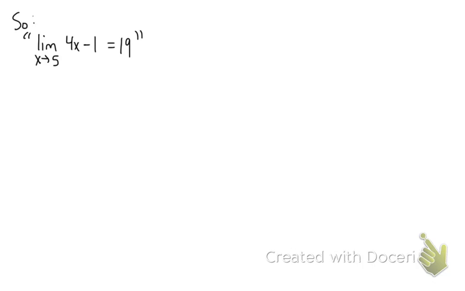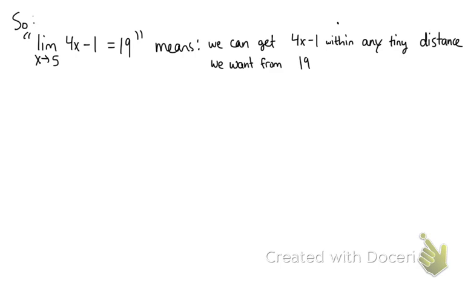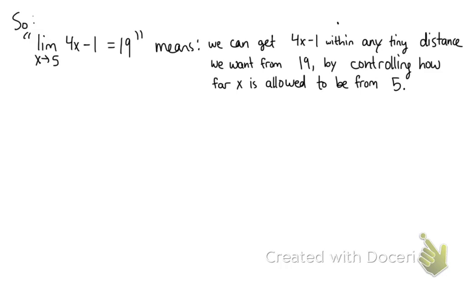Okay, so let me sort of recap. This statement, the limit as x approaches 5 of 4x minus 1 equals 19, means the following. We can get the function 4x minus 1 to be within any tiny distance we want from the limit of 19, that y value, by controlling how far away x is allowed to be from the number 5, by saying how close does x need to be to 5 to get 4x minus 1 to be this distance from 19. So we have control over how close x is to 5, and we need that to guarantee that 4x minus 1 is close enough to 19.